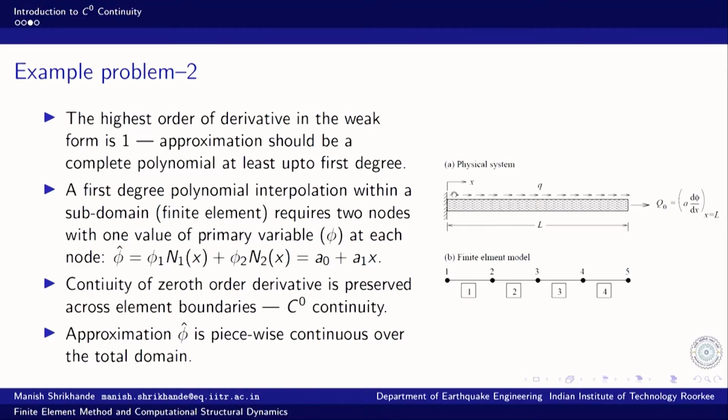So, the total problem is defined by this domain, x ranging from 0 to L, and boundary conditions defined: phi is 0 at x is equal to 0. So, that is the fixed support constraint, and phi is equal to phi naught, so it can be some constant at this point, x is equal to L. This is the boundary condition imposed on the secondary variable of the problem. Now, this is the physical system, that is, the mathematical model which defines a physical system.